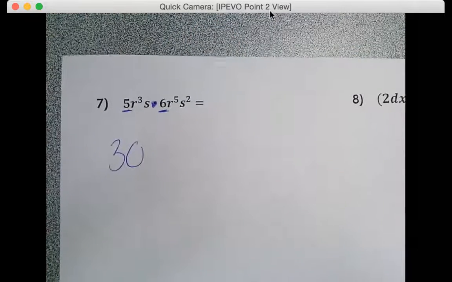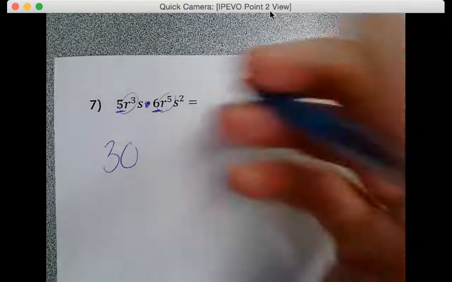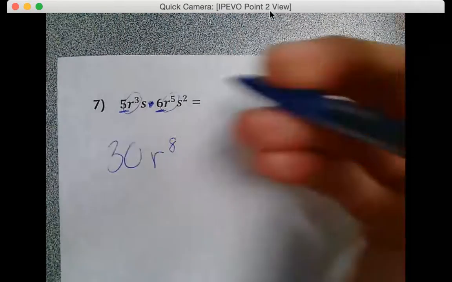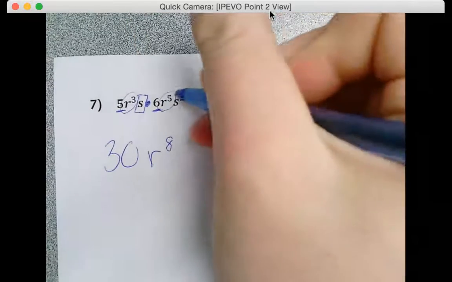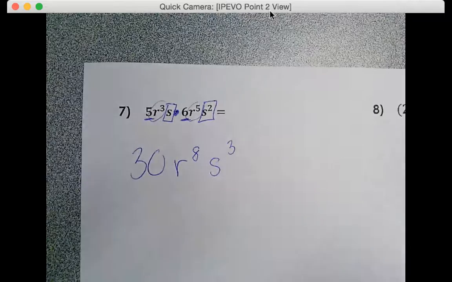All right, and then we'll combine our r's. We have 3 r's here, 5 r's here. That's a total of 8 r's. And we have 1 s here, 2 s's here. So that's a total of 3 s's.